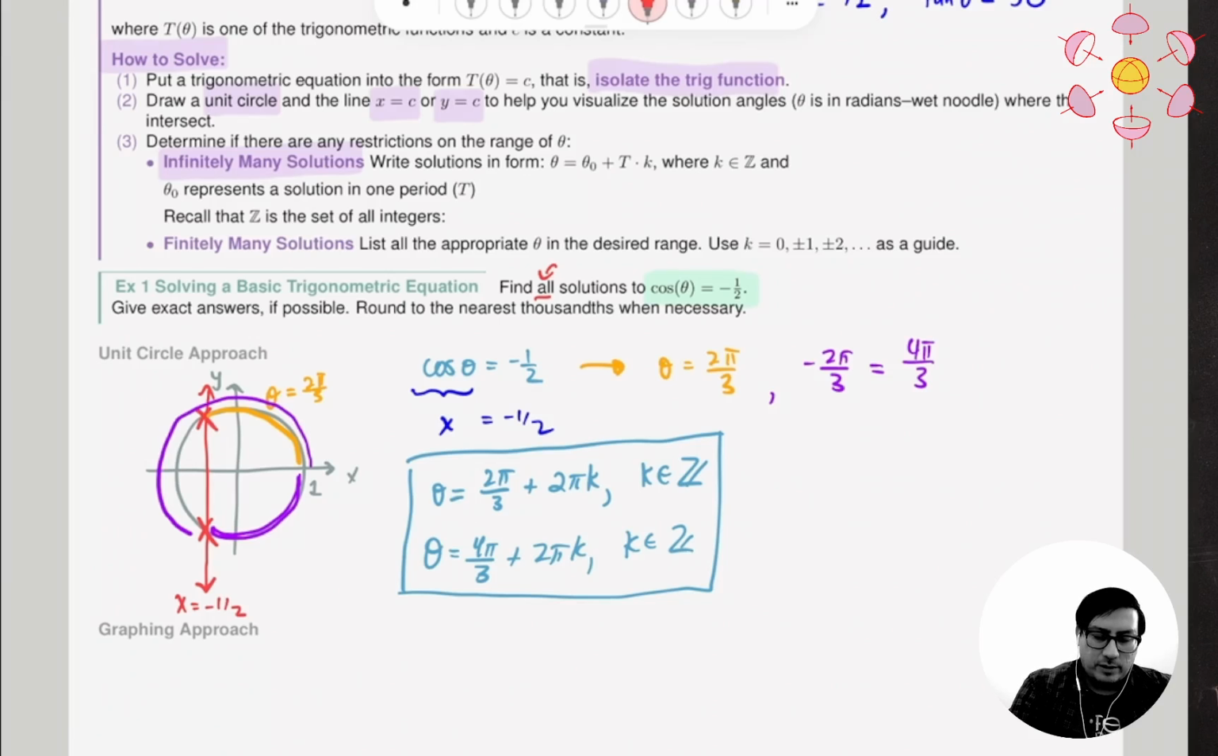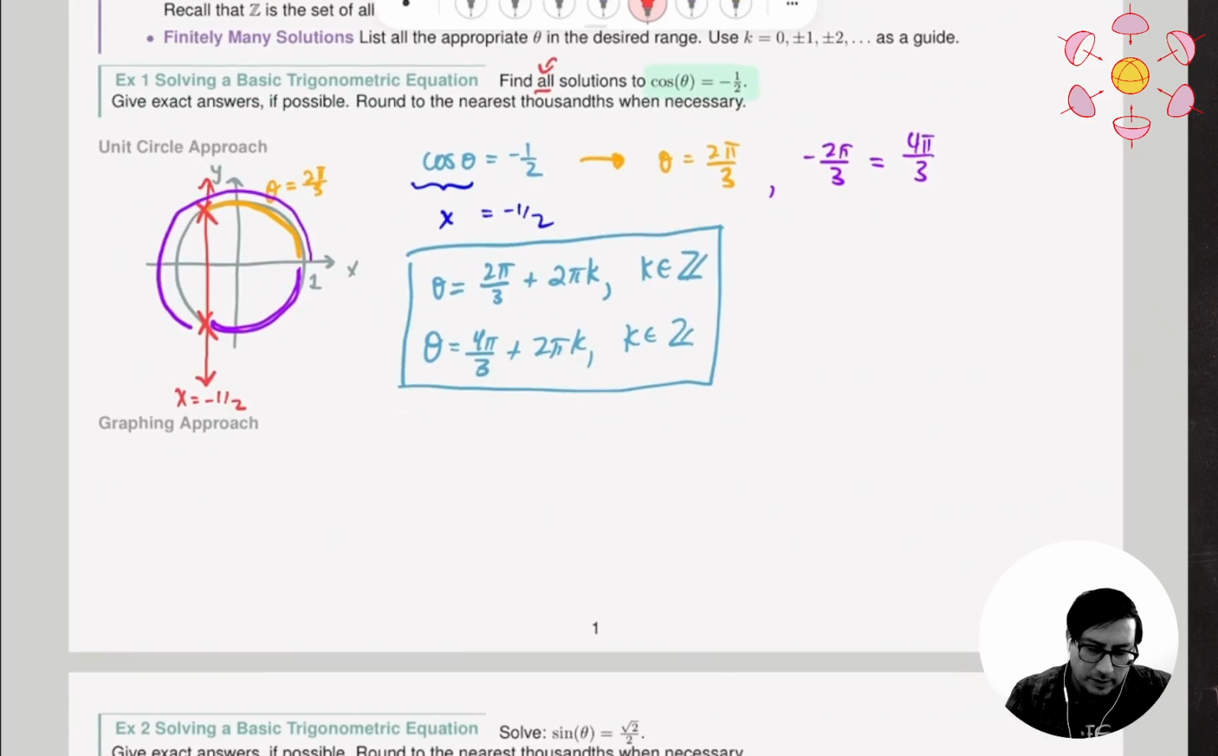Okay, now that was the unit circle approach. I love this method. This is my preferred method of solving it, but I want to give you another approach as well. I'm going to do it by going to Desmos. So before I open Desmos, let's switch our gears and do this.